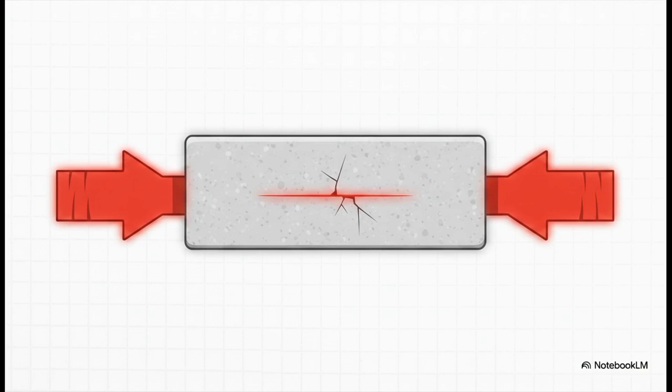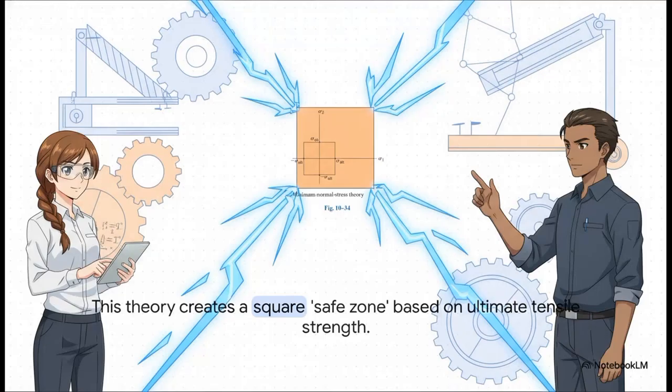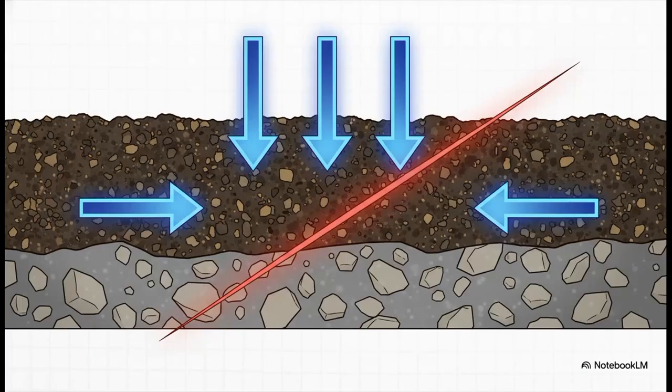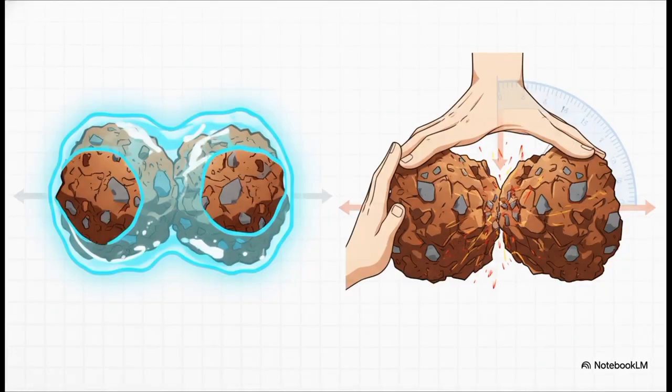It's all about tensile stress. This creates a simple square safe zone. If your stress hits the edge of this box, it fractures. But for stuff like concrete, we need something more complex, like the Mohr-Coulomb theory. This theory is so cool. It combines cohesion, how it sticks together, and its internal friction.